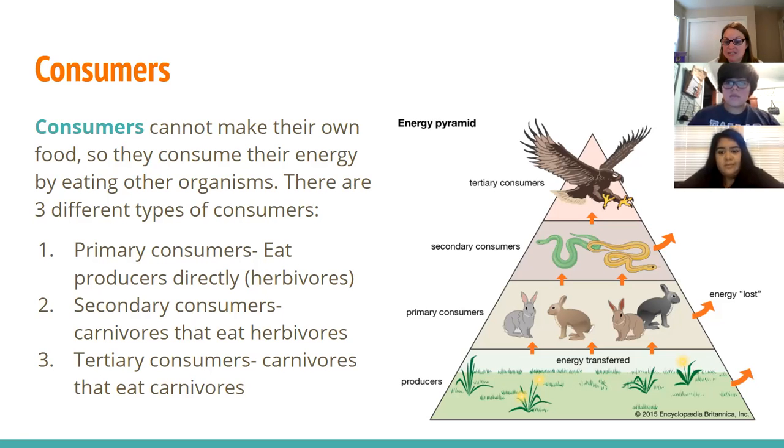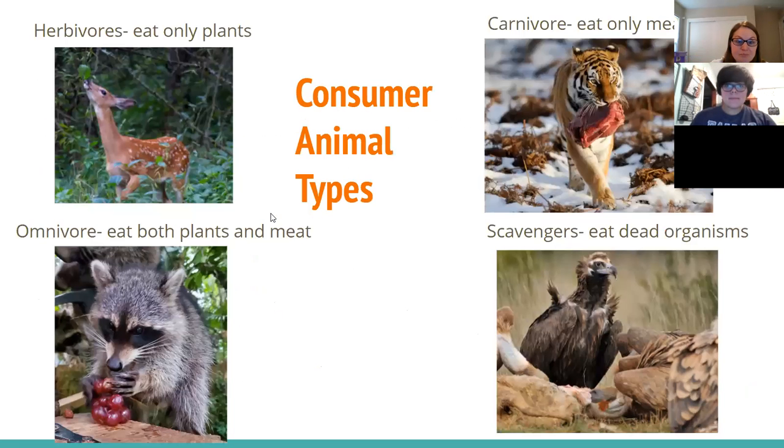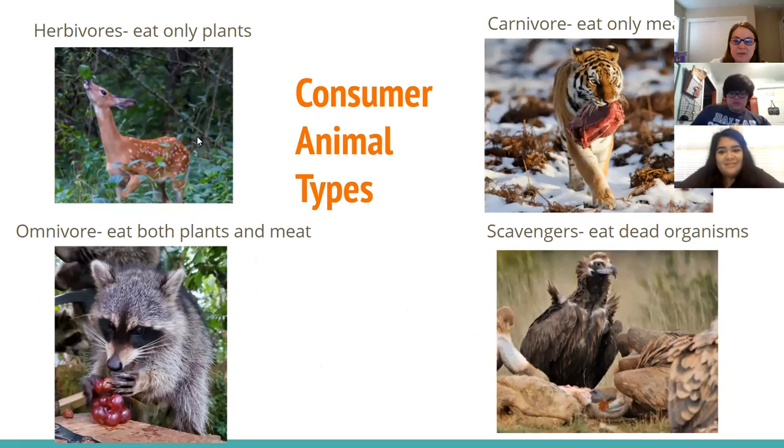Every time energy is consumed, so every time it passes on from producer to primary consumer, it loses energy each time. It's actually a significant amount of energy. Only about 10% of energy actually goes through to the next level, which is crazy. So there's a lot of energy that's lost through the process of consumption. You guys should already know this, but I just wanted to go over it again to show you how they interact within the food web.